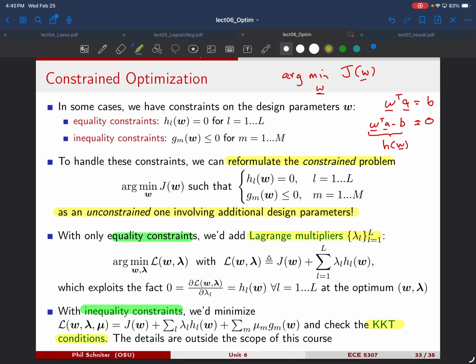And that's all I wanted to say about constrained optimization. There are techniques to solve these problems, and basically they reduce down to an unconstrained problem, which we have good tools to solve. Okay, any questions on constrained optimization?